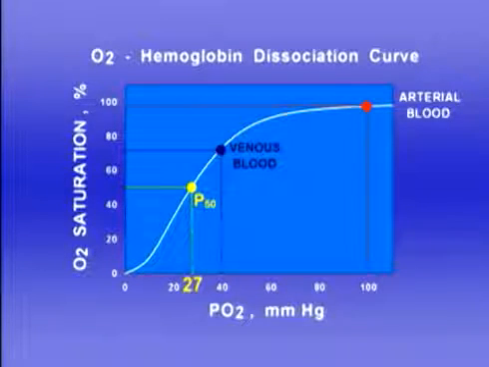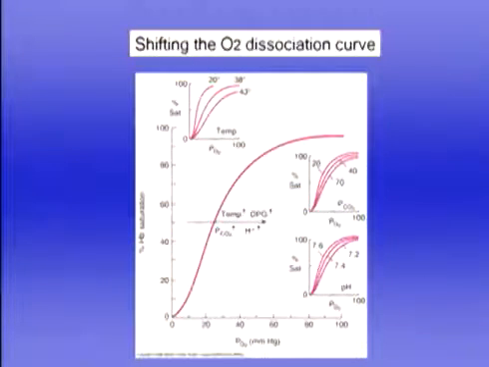Now, the oxygen dissociation curve is shifted, as I'm sure you know, by various factors. And here we've got the oxygen dissociation curve, the saturation on this axis, the PO2 on this axis, and we can see that it is shifted by several factors, 4 factors. An increase in temperature, PCO2, hydrogen ion concentration, and 2,3-diphosphoglycerate. All shift the curve to the right, and they therefore decrease the oxygen affinity for the hemoglobin.